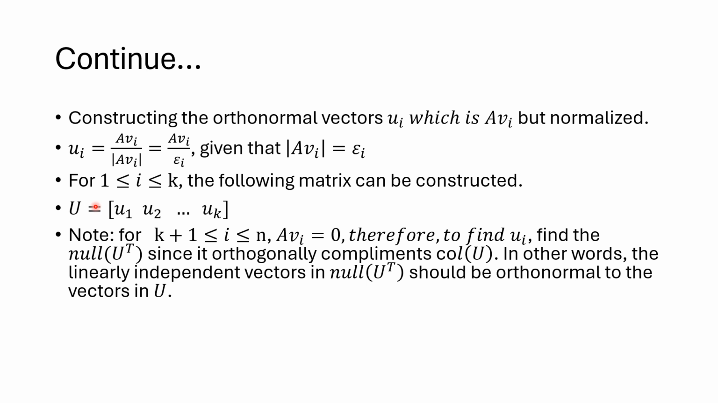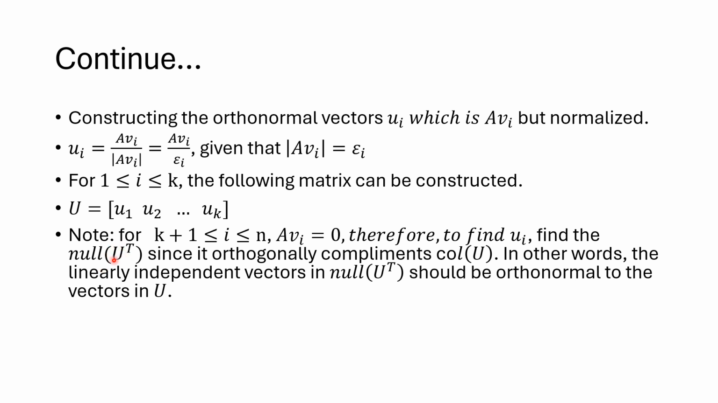And basically to create an additional set of orthonormal vectors, what we need to notice is that the columns right here represent the column space of U, okay? And since we have the column space of U, if we wanted to find an additional set of vectors that was orthogonal to the column space of U, orthogonal to all these vectors, what we need to do is find the null space of U transpose, right?